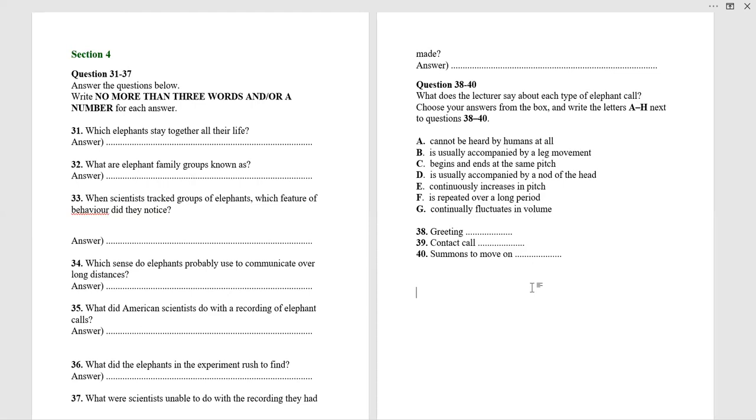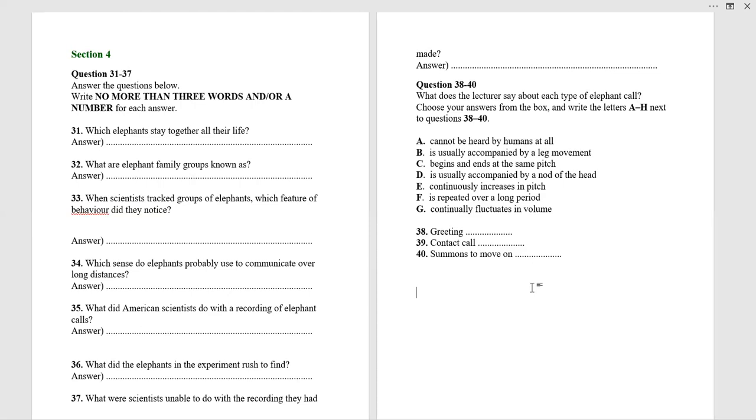A third type of call seems to represent a summons to move on. At the end of a meal, one member of a family moves to the edge of the group, typically lifts one leg and flaps her ears. At the same time, she emits a "let's go" rumble, which arouses the family and they start to move on. Finally, mating activity is associated with yet another group of calls.